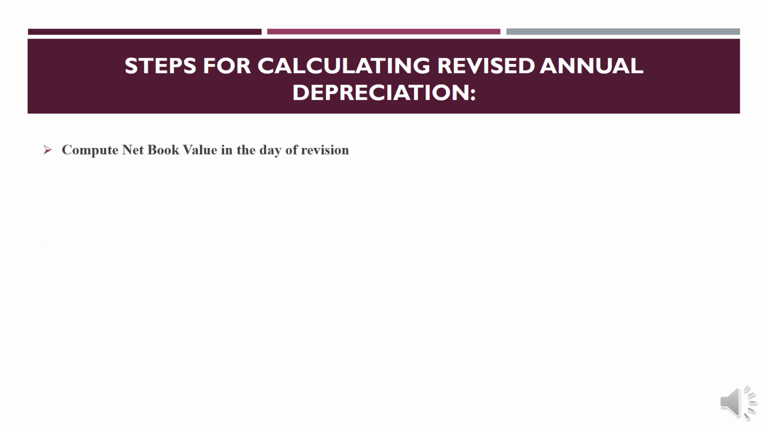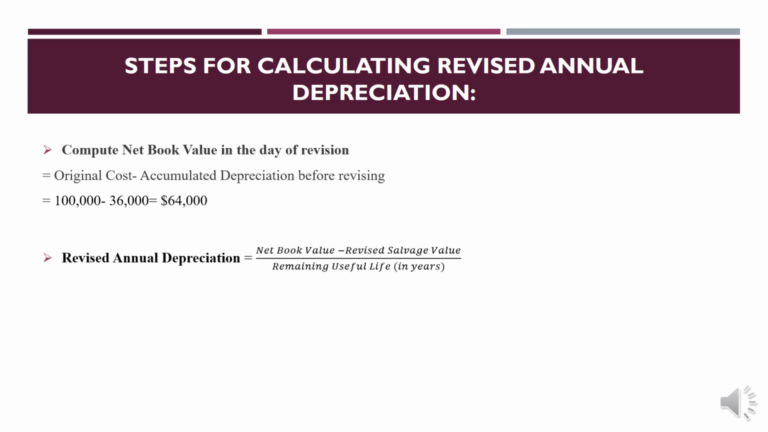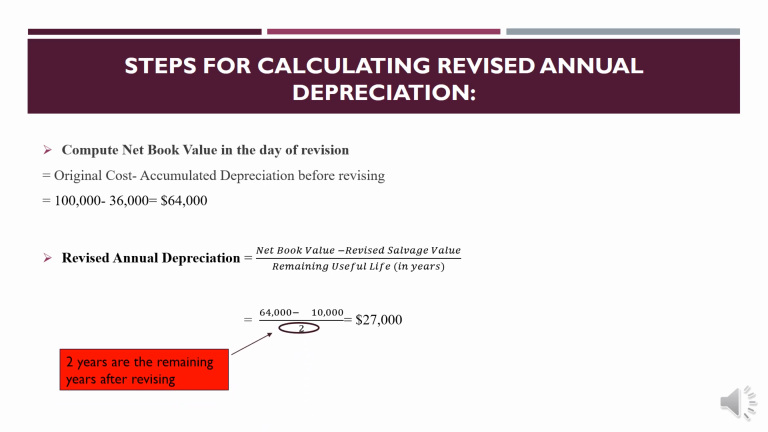Now we can compute the net book value on the day of revision, which is the original cost minus accumulated depreciation before revising: $100,000 minus $36,000 equals $64,000. The revised annual depreciation will be $64,000 minus $10,000, which is the salvage value, divided by the remaining useful life, which as we said is 2 years. So the revised annual depreciation is now $27,000 per year. So 2 years are the remaining years after revising.